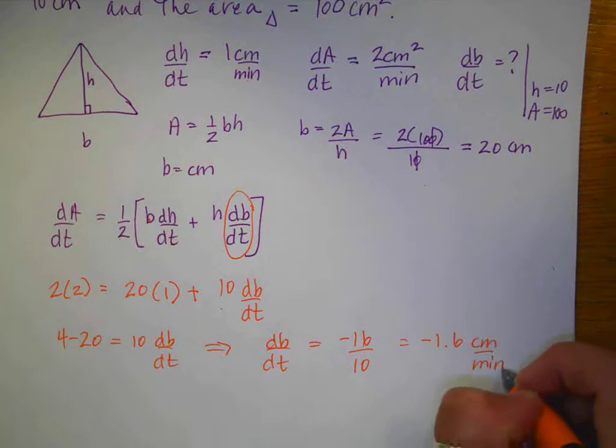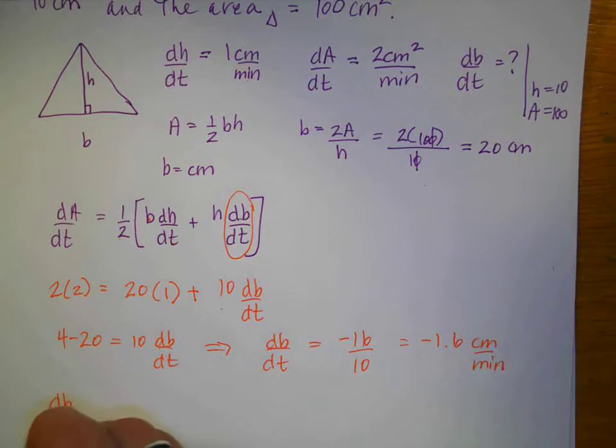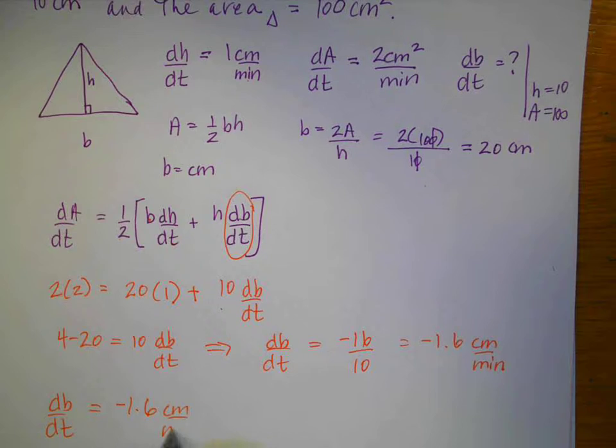Remember, my base is a linear unit of measure. The measure that I have is centimeters per minute. And then I just write my final answer so it's nice and pretty. So dB dt is a negative 1.6 centimeters per minute.